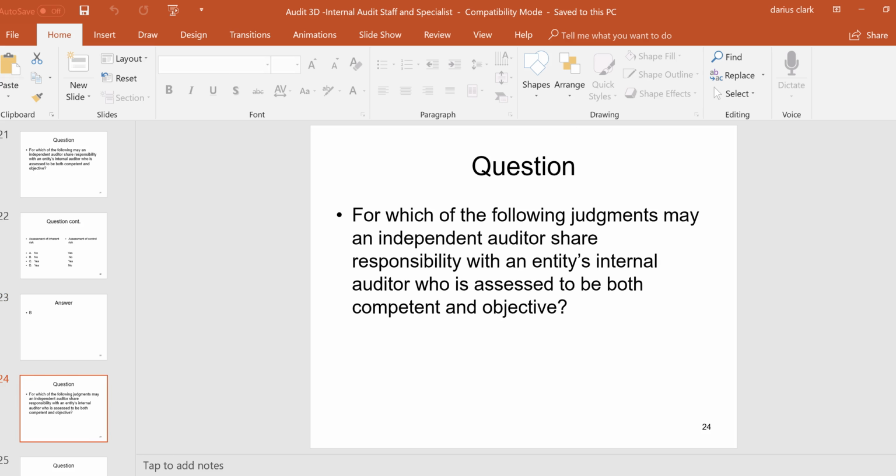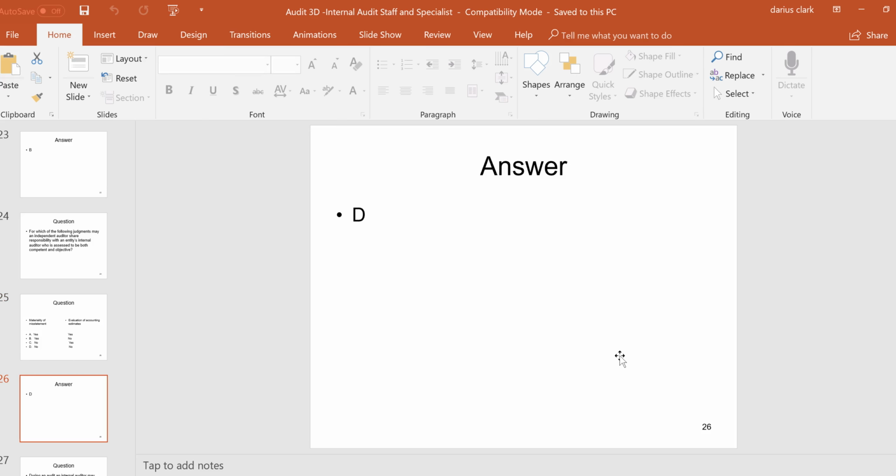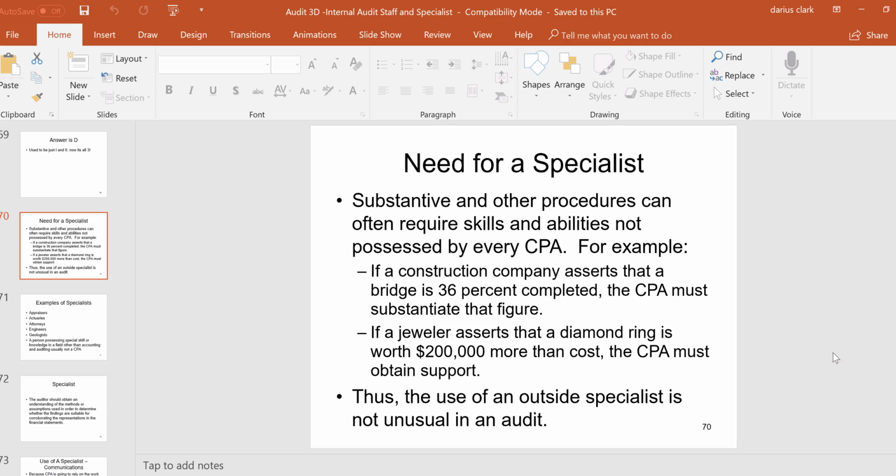And the same kind of thing in question 24. For which of the following judgments may an independent auditor share responsibility with the internal auditor who is assessed to be both competent and objective? As soon as you see judgments, you can't share any judgments with the internal auditor. So materiality judgments, no. Evaluating accounting estimates, no. Those evaluations have to be done by the independent auditor. We'll go with D.